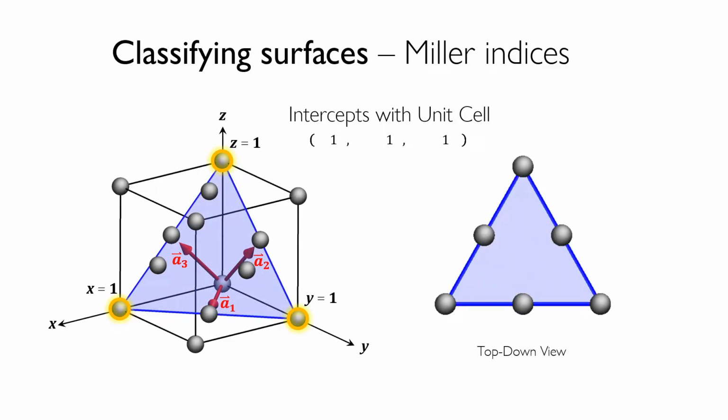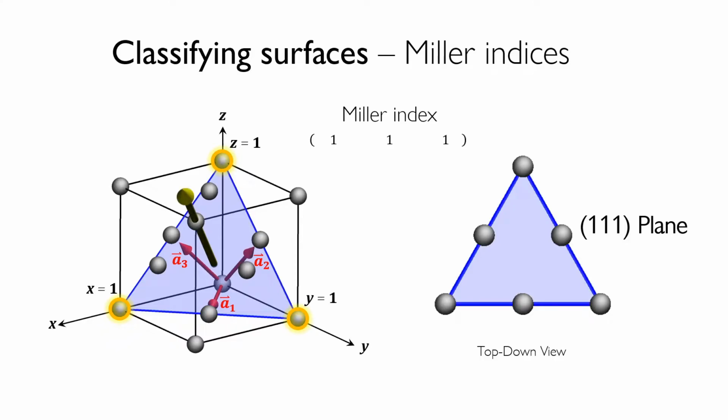Taking the reciprocal of these intercepts and then multiplying them by some scaling factor to ensure that each reciprocal value is an integer that's as small as possible, we arrive at the set of numbers called the Miller index that describes the plane created by the cut. Equivalently, these values also describe a vector that is normal to that plane. Here we see that the Miller index for this surface is 1, 1, 1.